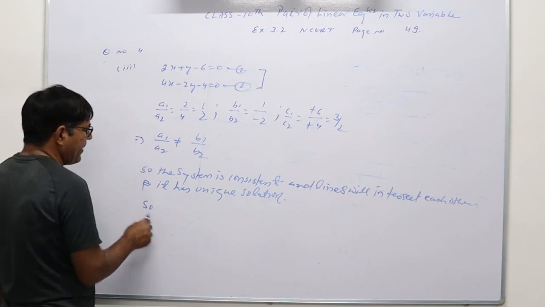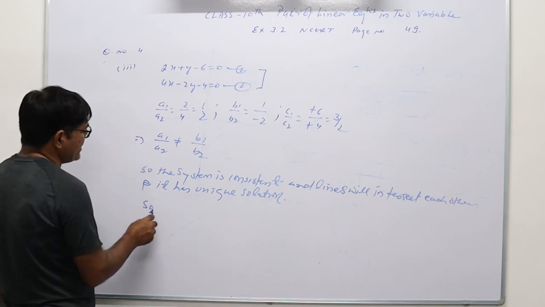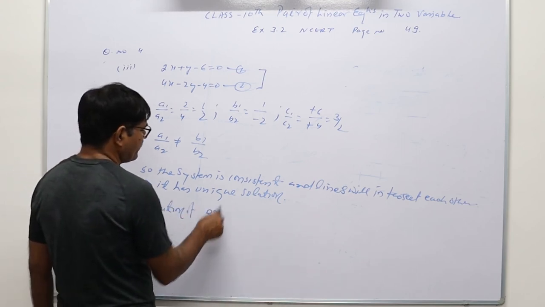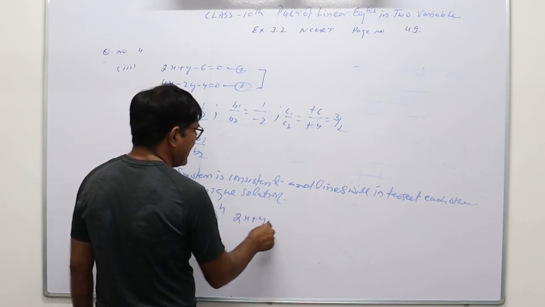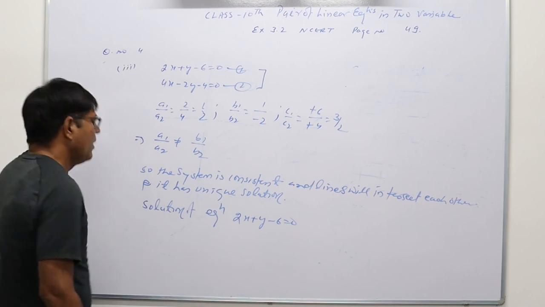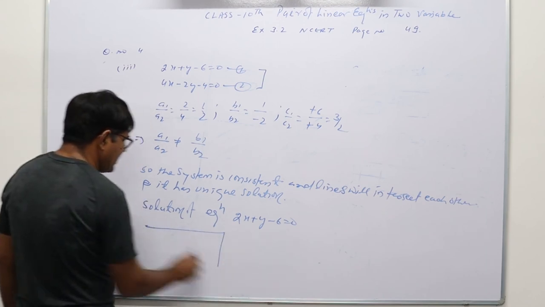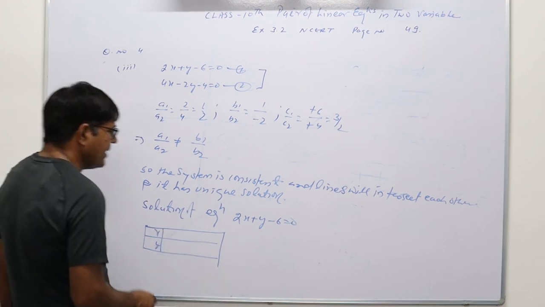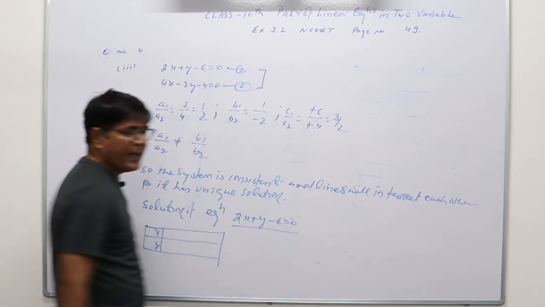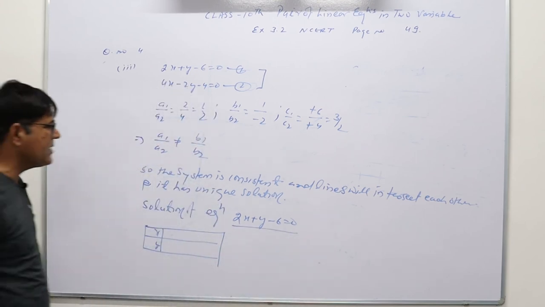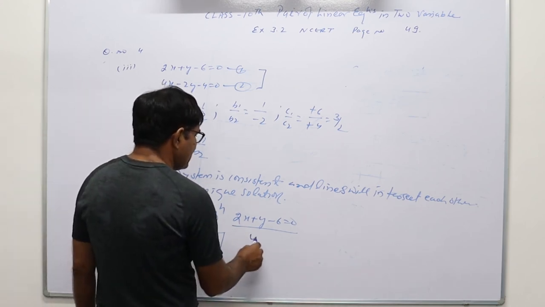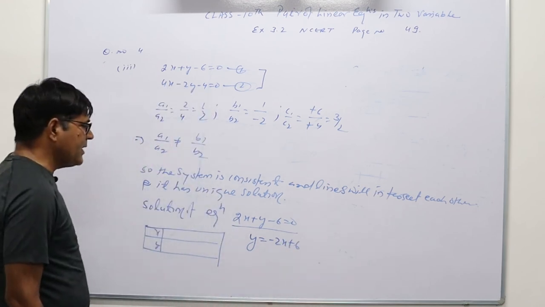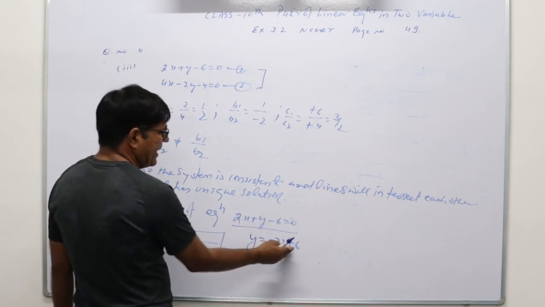So now for the graphical solution, first we will draw the graph of the first equation. Solution of equation 2x plus y minus 6 is equal to 0. Find at least three sets of solutions. So let this be the table for the solution set x and y. To find the solution of any given linear equation, first we have to express y in terms of x and a constant. So y will be equal to minus 2x plus 6.